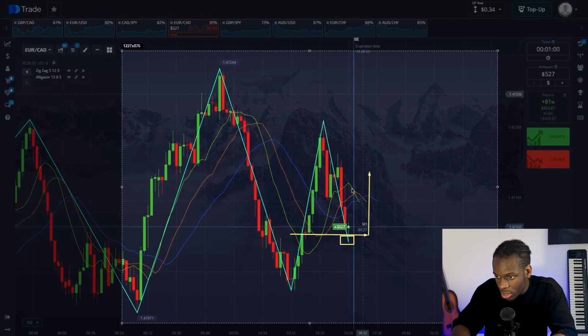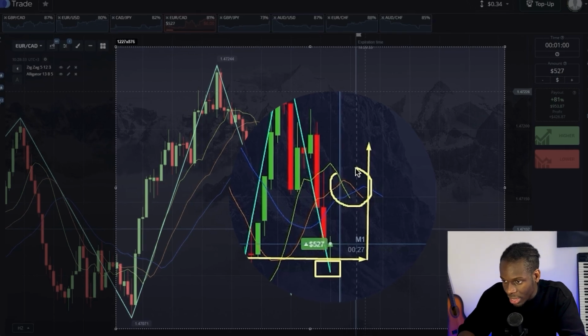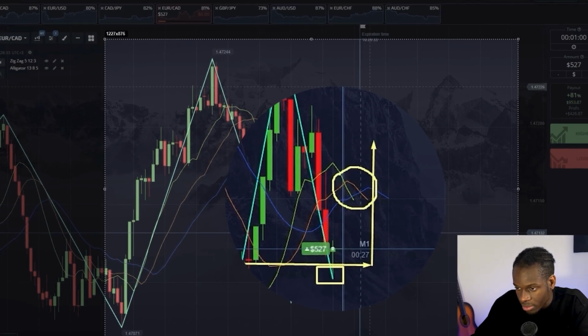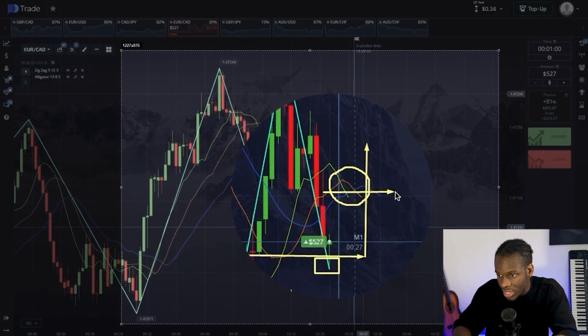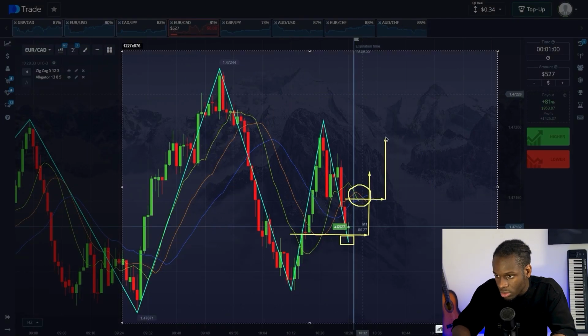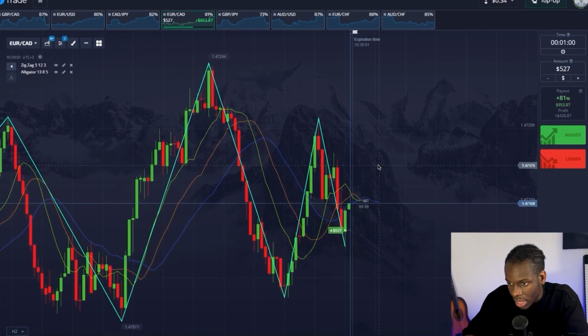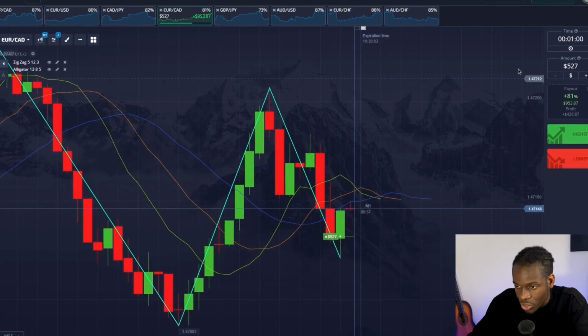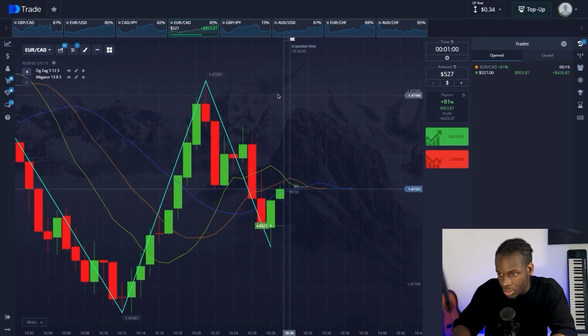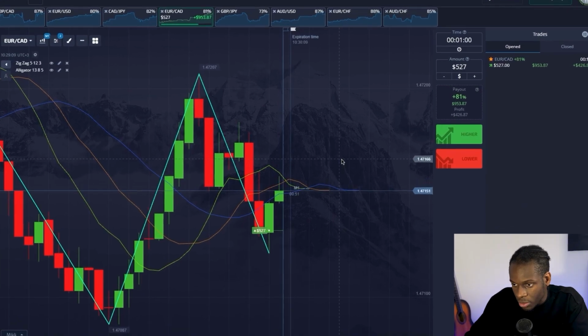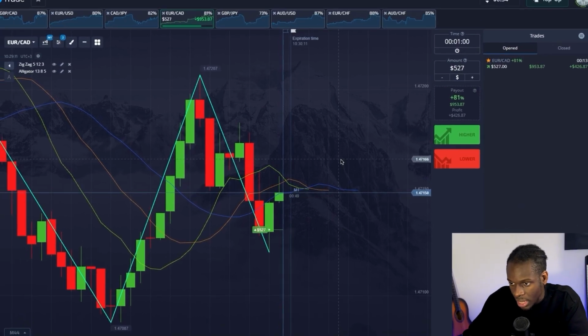And we can also look over here at the alligator lines. They're also crossing, which is also signaling a reversal. And so now, even better, we can see the price crossing over the alligator lines, which is just a stronger confirmation for this trade. I have about 10 seconds left. Let's see how it goes, guys.